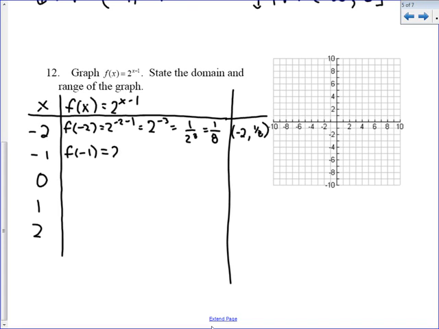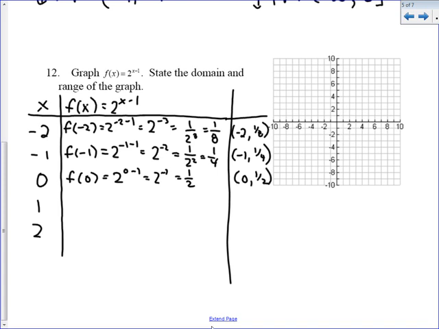Then we're going to do it again. 2 to the negative 1 minus 1 is 2 to the negative 2. It's 1 over 2 squared, which is 1/4, or 0.25. Then we're going to do it again. 2 to the 0 minus 1 is 2 to the negative first, which is 1/2. We're going to do it again.